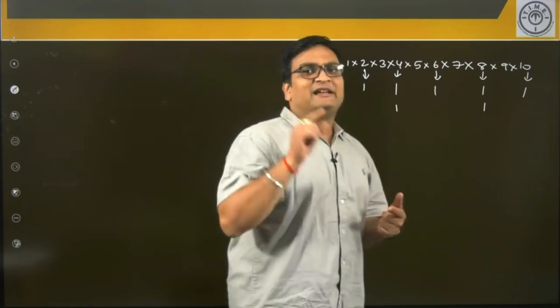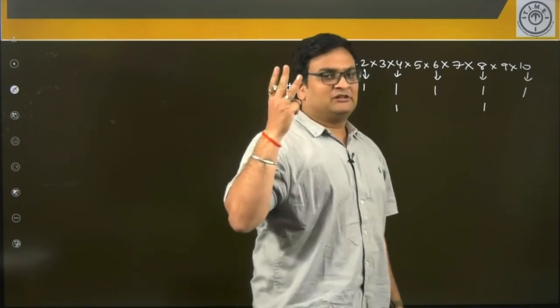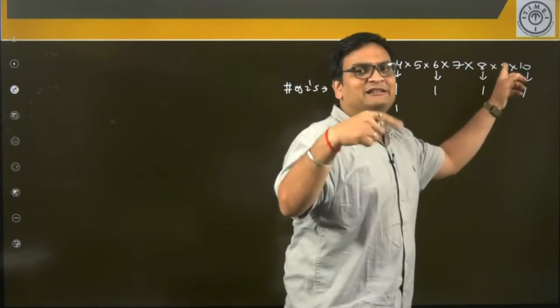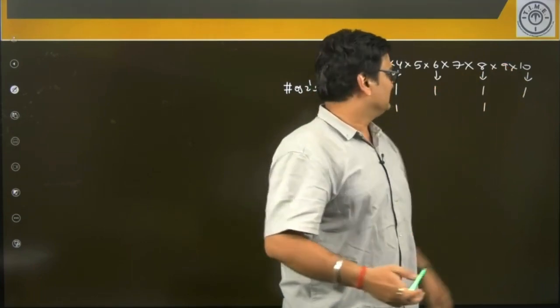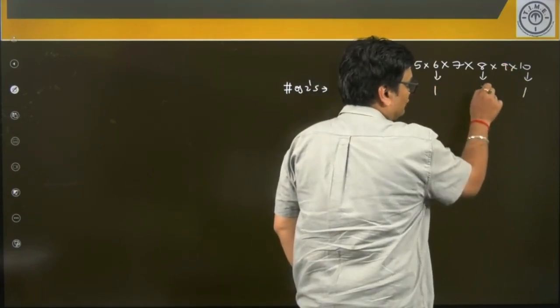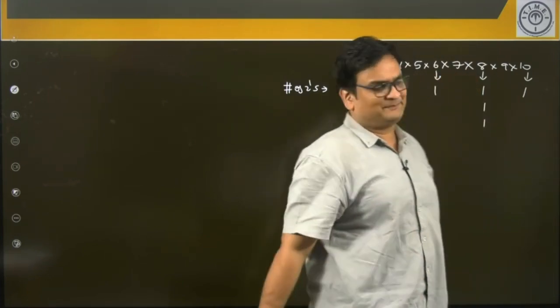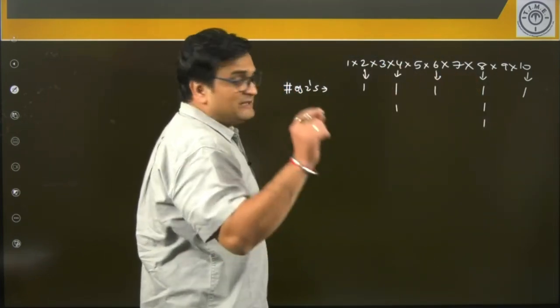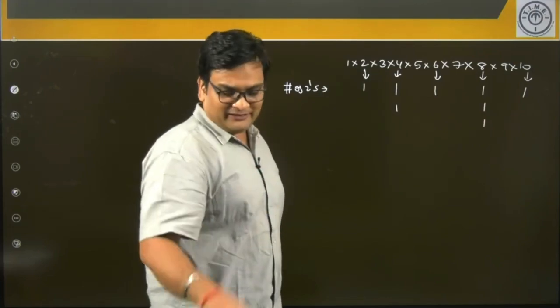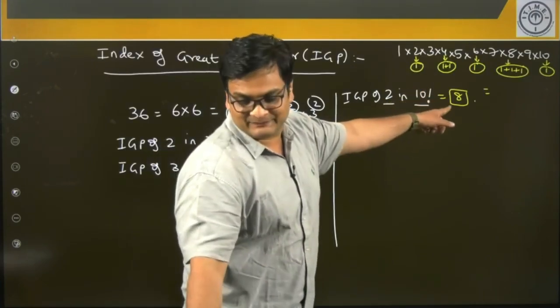Similarly, every 8 will have 3 2's, and starting from 8, every 8th number will have 3 2's in it. So 8 will have 3 2's in it, 1, 2, 3 2's, and the next will be 16, which is of course not there. We'll stop here. So please see how we are counting the overall 8 that we got here, the answer.